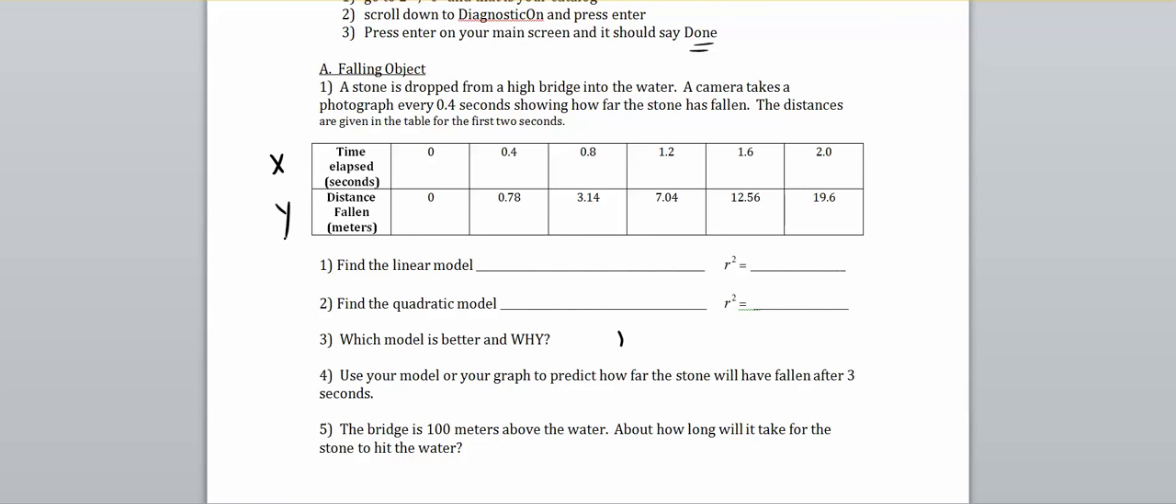So when I go to find the linear model, I'm going to do what I've done on my calculator, where I'm doing stat, edit. Go ahead and go to stat edit and enter in your data. Your L1s should be your x values or your independent values, so 0, 0.4, 0.8, 1.2, 1.6, and 2. And then your distance fallen is going to be your y values or your L2 values. So you want to go to stat edit and enter in all that data.